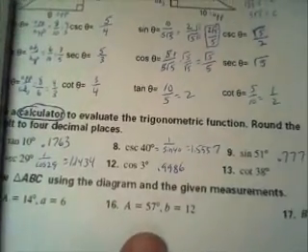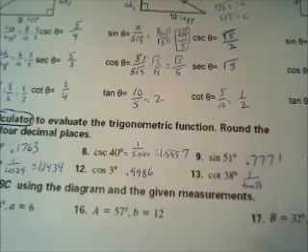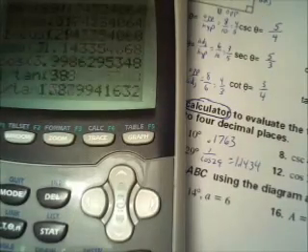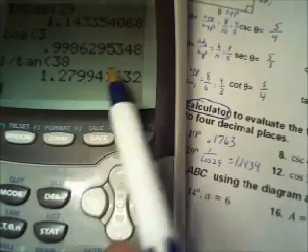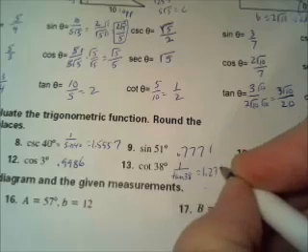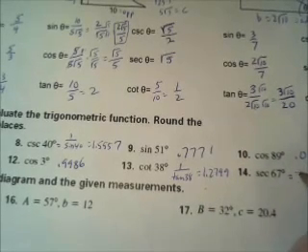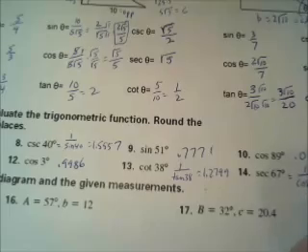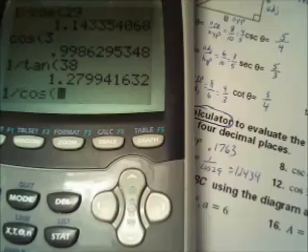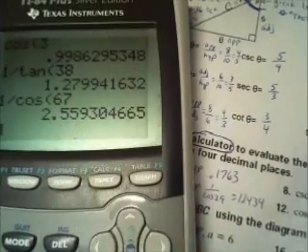The cotangent of 38 is 1 divided by the tangent of 38 degrees. 1 divided by the tangent of 38 degrees is 1.2799. And the last one of the day is the secant of 67. That is 1 divided by the cosine of 67. In our calculator, 1 divided by the cosine of 67 is 2.5593.